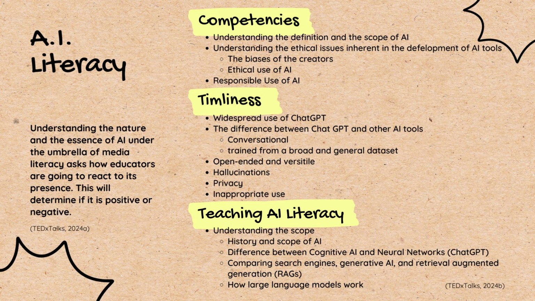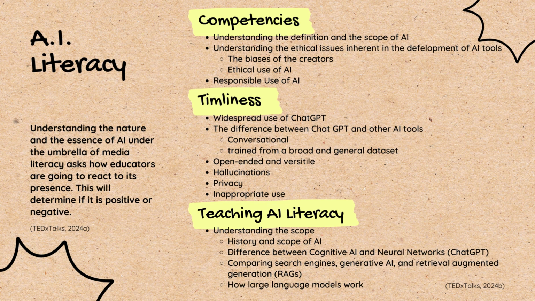AI literacy. Understanding the nature and the essence of AI under the umbrella of media literacy asks how educators are going to react to its presence. This will determine if it's positive or negative. Competencies. Understanding the definition and the scope of AI. Understanding the ethical issues inherent in the development of AI tools. The biases of the creators. Ethical use of AI. Responsible use of AI.